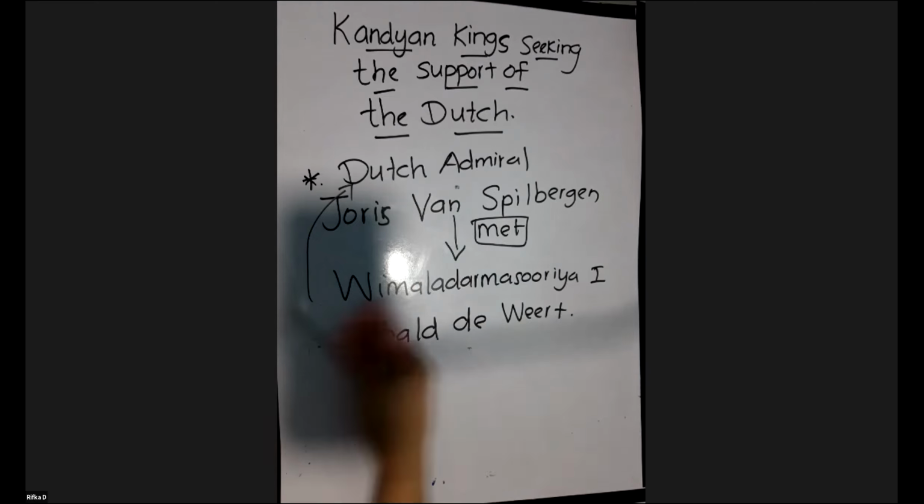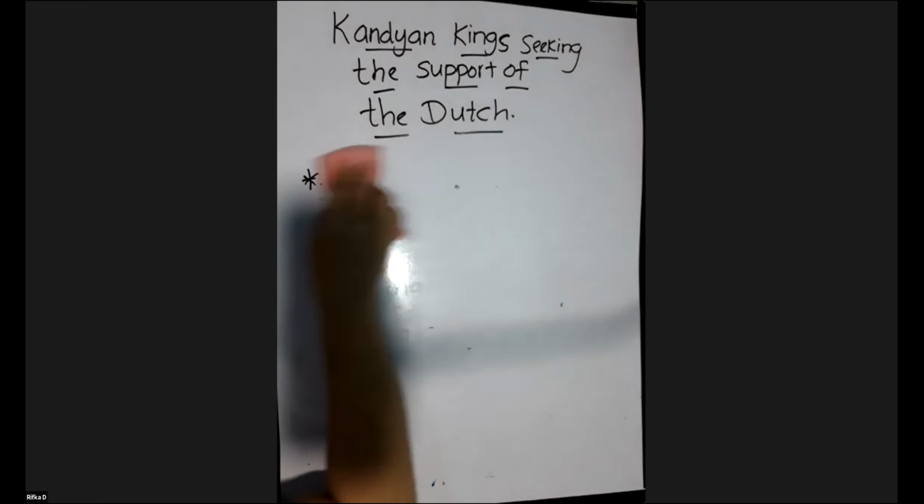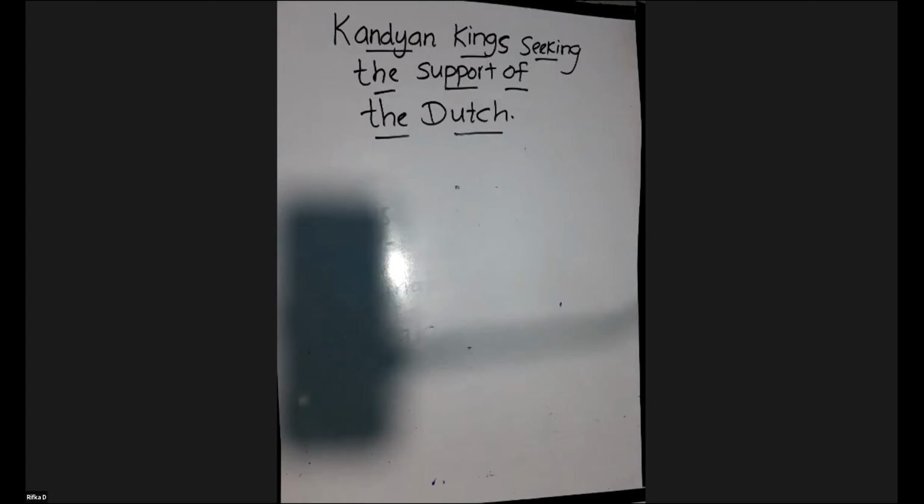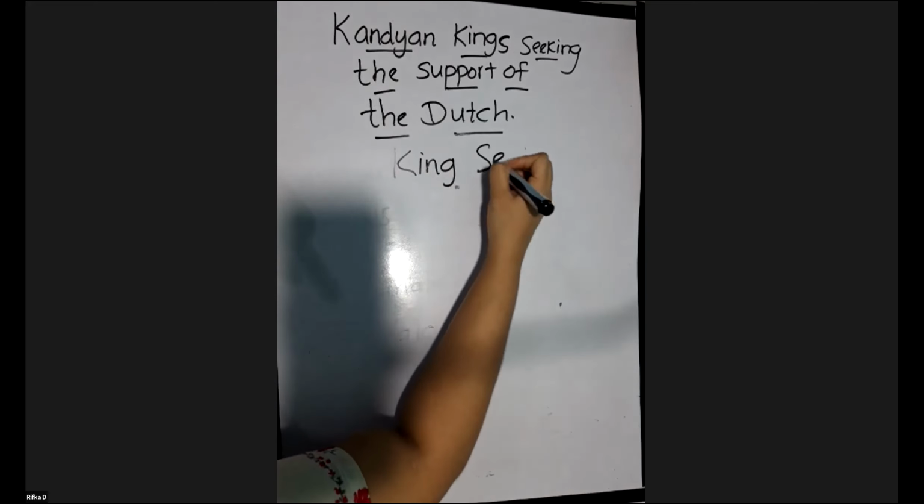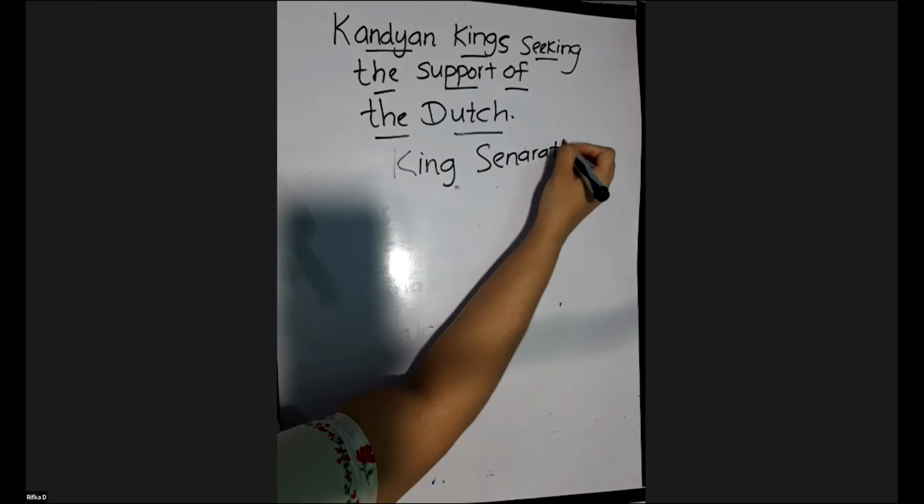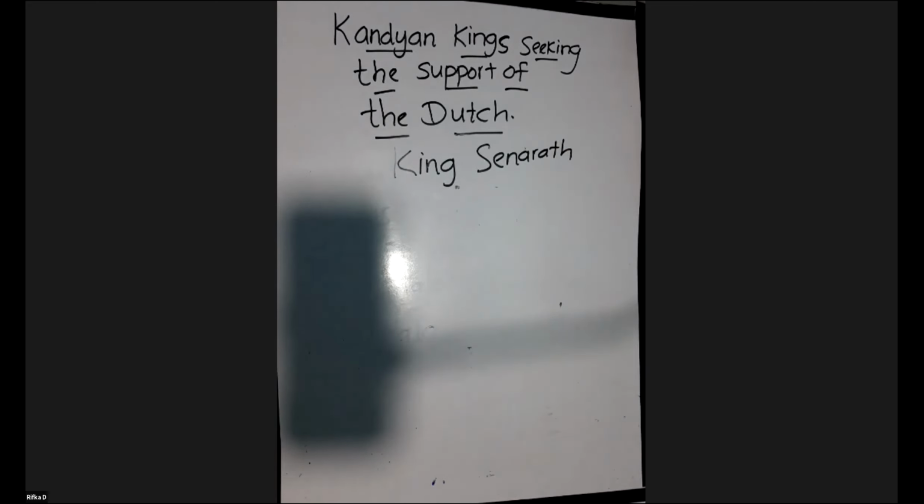Now, after King Vimala Dharma Surya, who became the king of the Kandyan kingdom? Yes, King Senarat. He became the king of the Kandyan kingdom. After he became the king, he also had discussions with two delegations of the Dutch, but that also ended unsuccessfully.